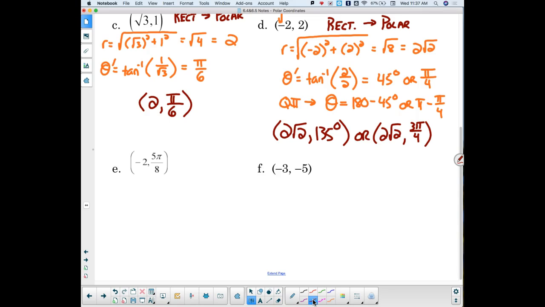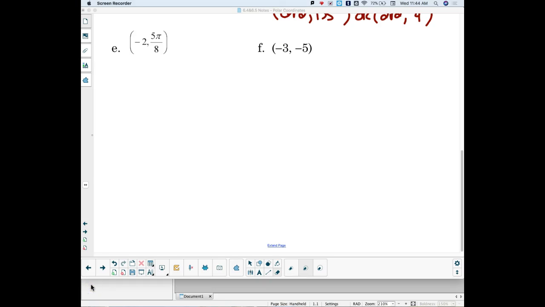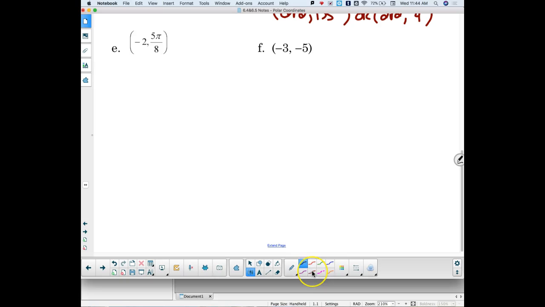Awesome sauce. Do E and F now. Am I on the unit circle? So that means then I don't need to be exact anymore because I'm not on the unit circle. So this is a polar into a rectangular one.